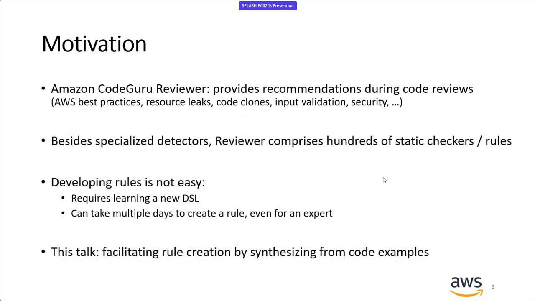So internally, CodeGuru Reviewer has specialized detectors for a few of these categories that I just mentioned. And besides those specialized detectors, the reviewer comprises hundreds of static checkers or rules. Each of those rules would generate recommendations for a specific category of issue. And as all of us can guess, developing these rules is not an easy task.